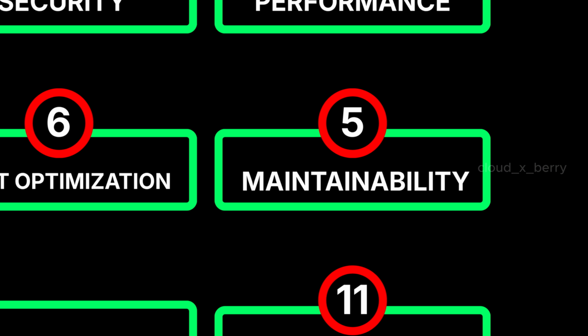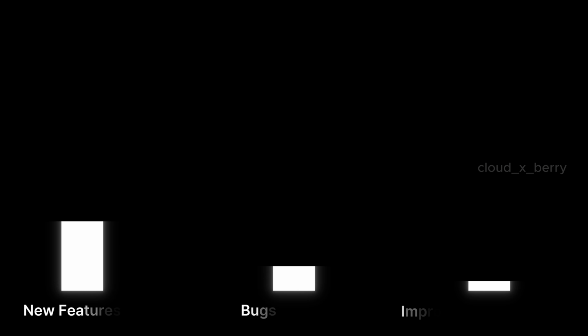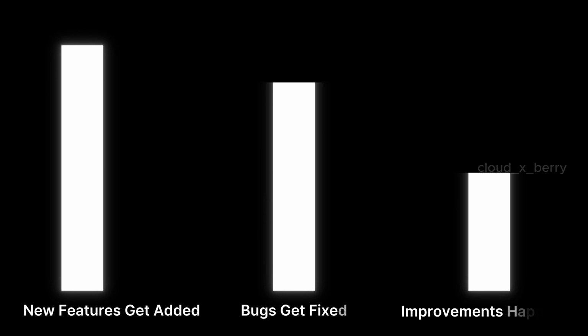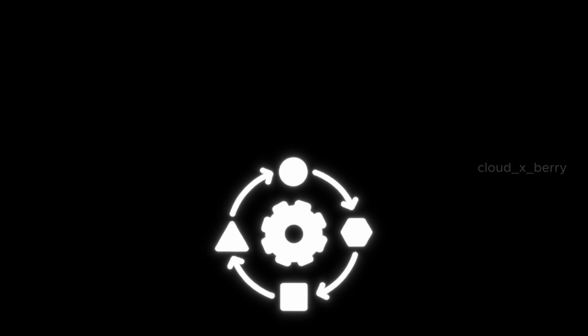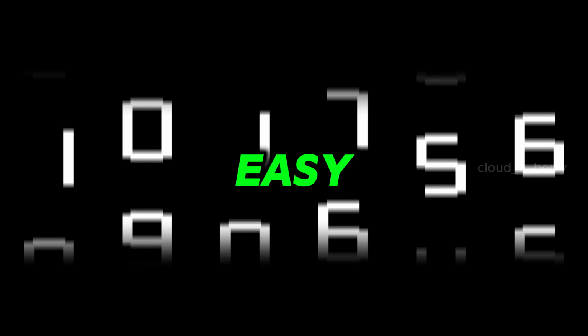Then you have maintainability. Systems are never done. They keep evolving. New features get added, bugs get fixed, improvements happen. If your system is hard to understand, every change becomes risky. Maintainability is about keeping things clean and structured so future changes are easy and safe.